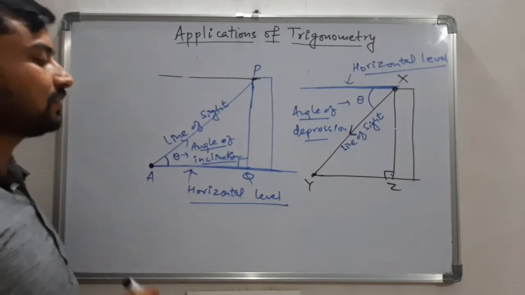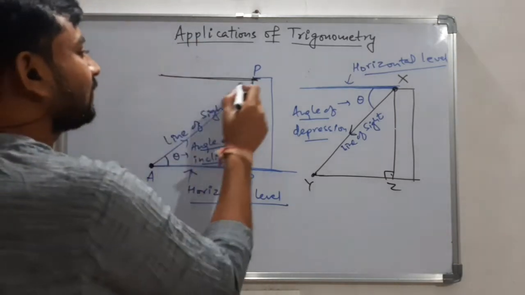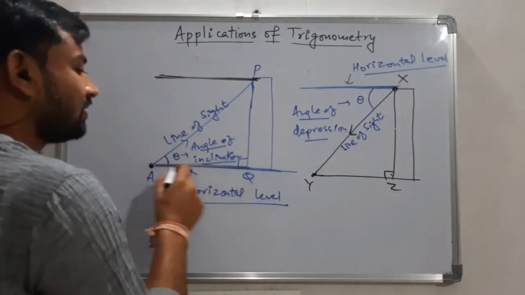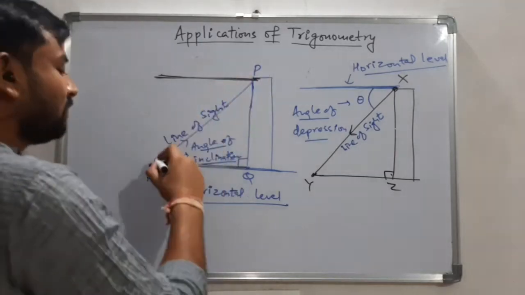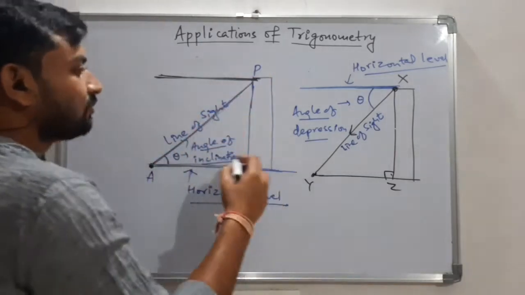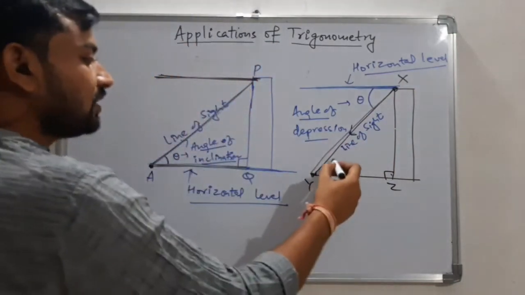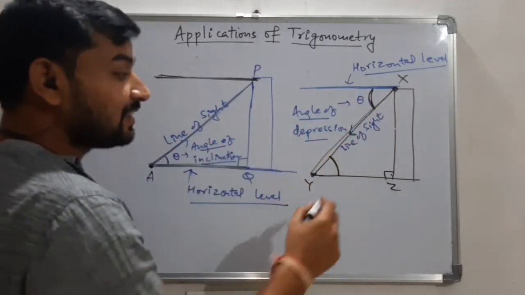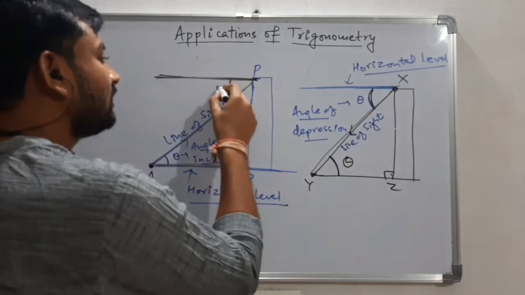But when we use the simple properties based on the parallel line, as I told you, this line which is the horizontal level from top and this line which is the horizontal ground level, they will be parallel, and once they are parallel, this line AP, this line of sight in both the cases will be a transversal. So we can say this angle and this angle are alternate interior angles, so we can use them as theta, and this angle will also be theta.